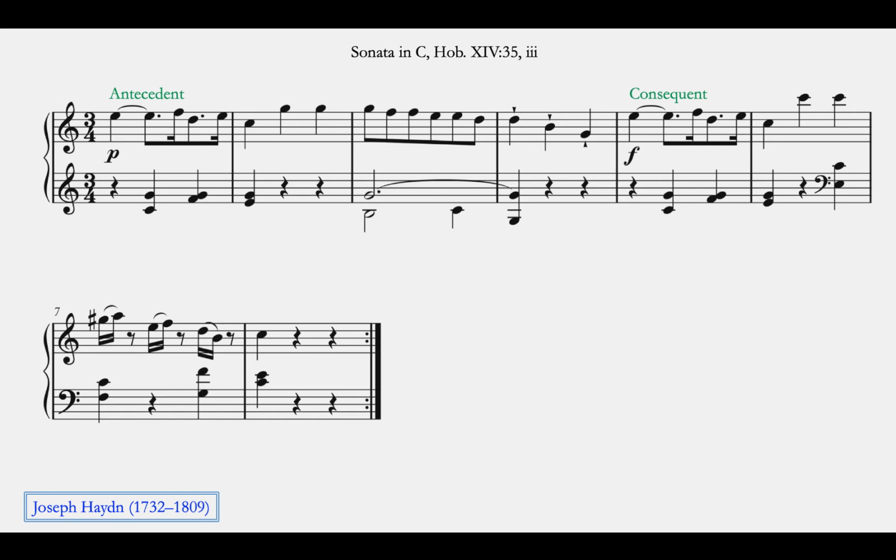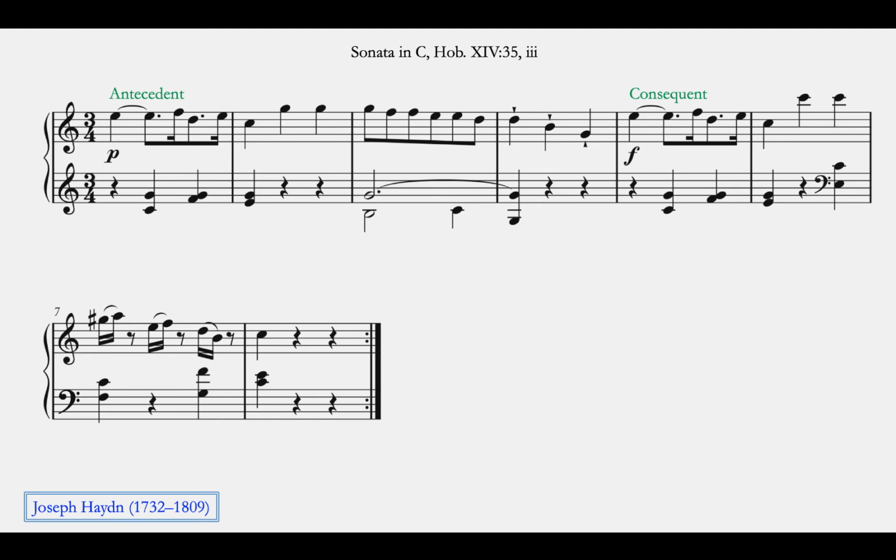So something we've seen already quite a lot in this course is what I'm going to call a parallel period, an antecedent and consequent structure. Often the antecedents end with a weak cadence, like an imperfect authentic cadence or a half cadence. What kind of cadence do we have in bar 4? And the consequent phrases typically end with a stronger cadence, PAC. Is that what we have here in bar 8?